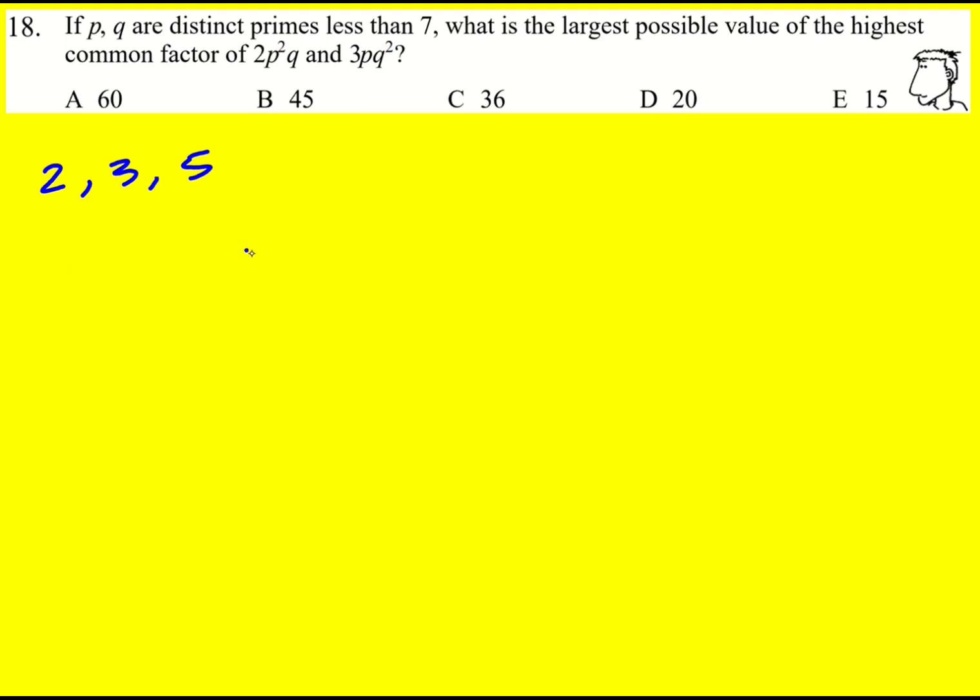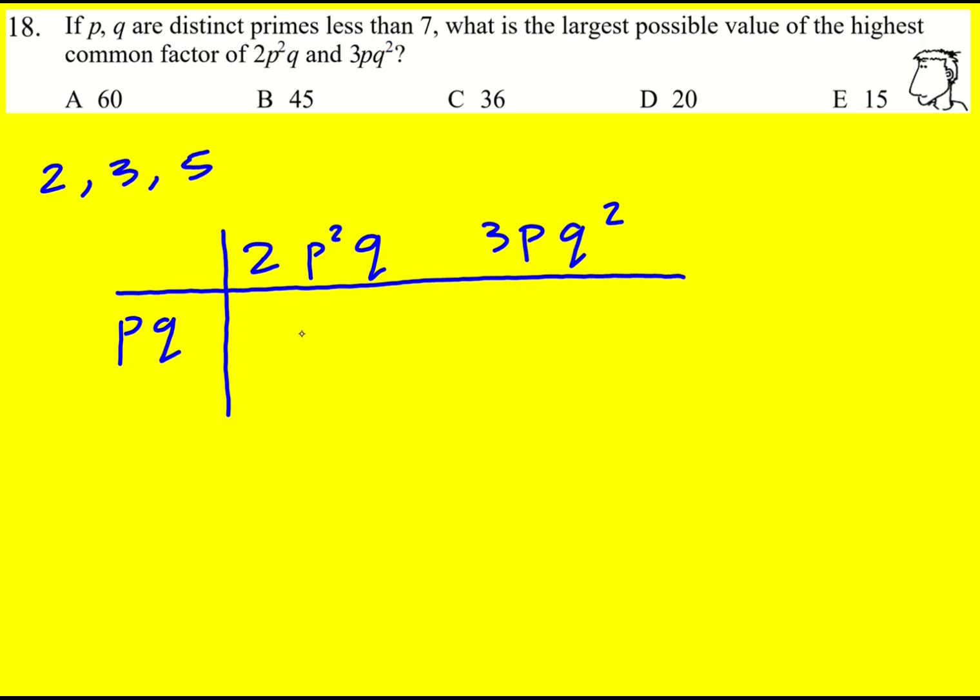Okay, well, what we can see is that p is going to go into both of them, and q is going to go into both of them. So if I divide through by pq, I'm left with 2p over here and 3q over here. So there's only a certain number of permutations we could do for this, but here's the thing.